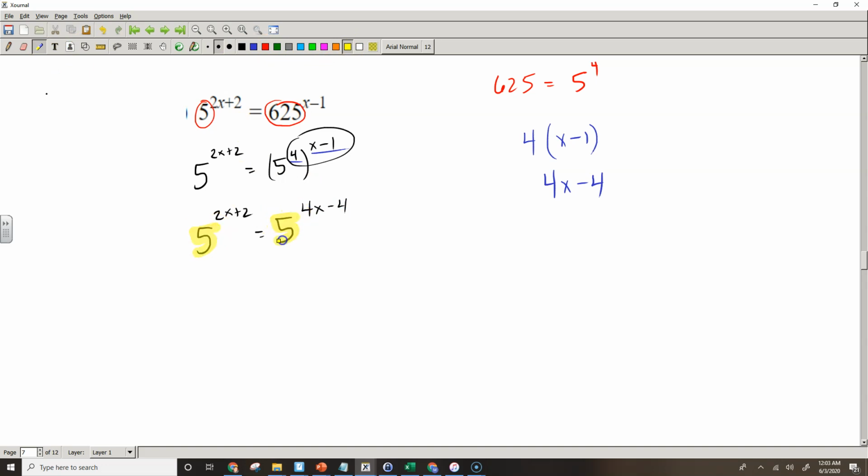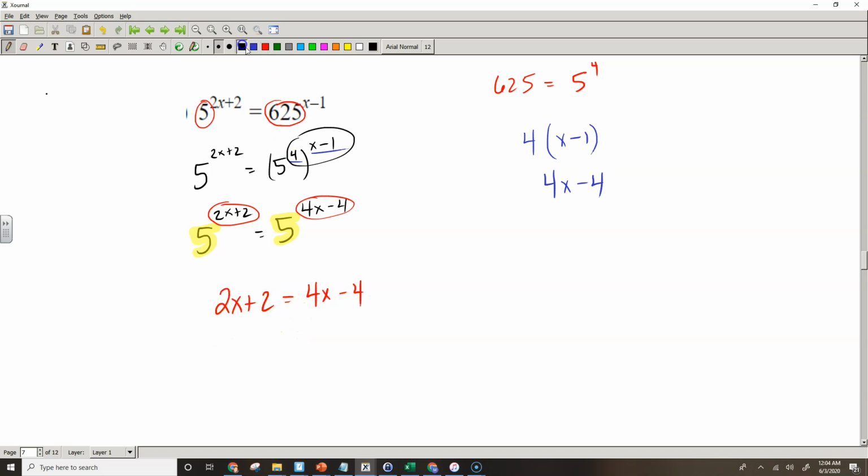Now we've done that job. We have written this as the same base on the left and the right hand side. So therefore, these exponents have to be equal. There's no other way around it. So we can just write 2x plus 2 has to equal 4x minus 4. From here, this should be easy. We're going to get the x's together and get the constants together as well.